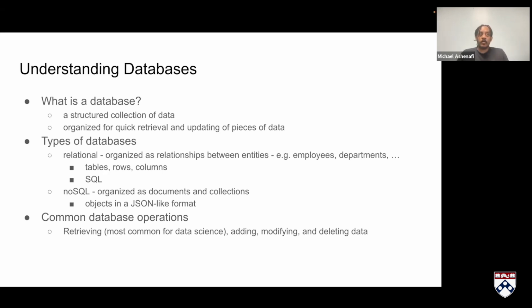One of the most popular NoSQL databases out there is called MongoDB. It depends on your needs, but it's very efficient, especially if you're developing some small applications that do not need the complexity of structured databases. So moving on, what are the common database operations that we can perform on databases?